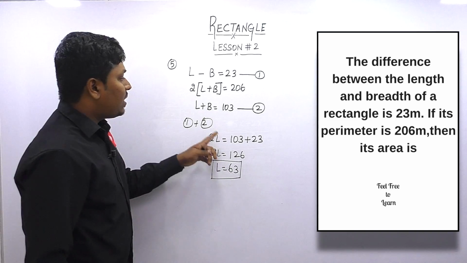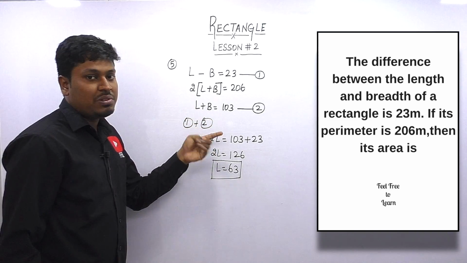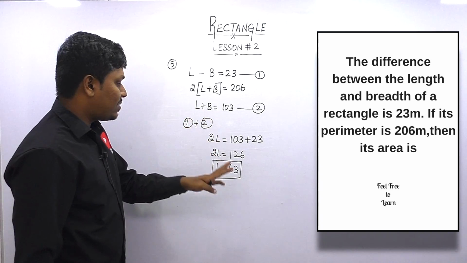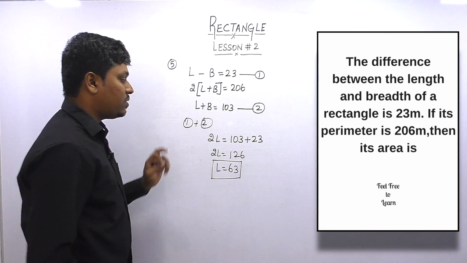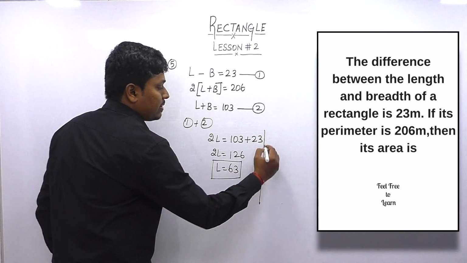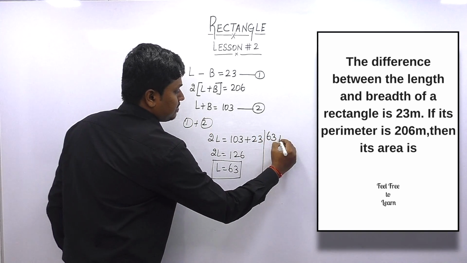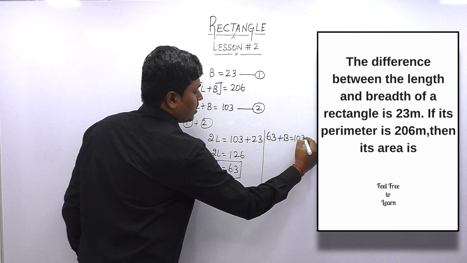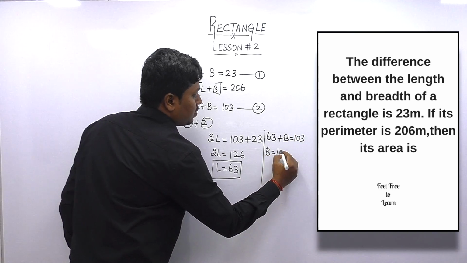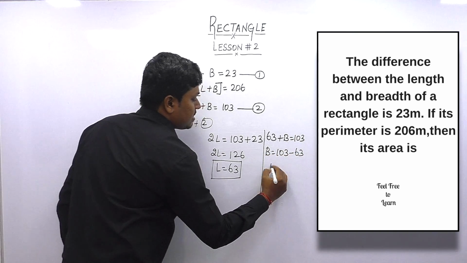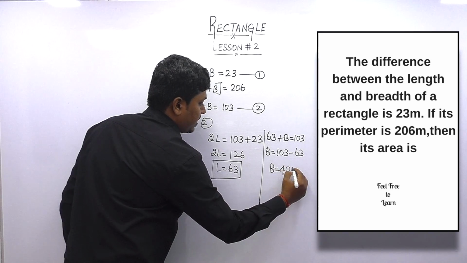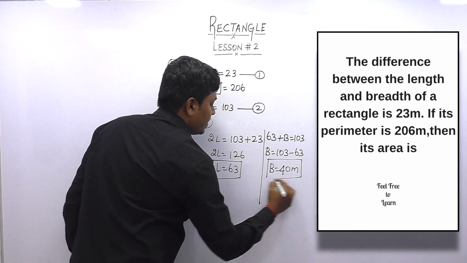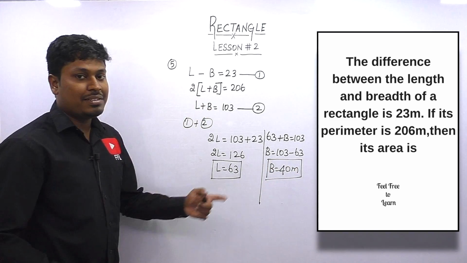So just substitute the value of L in any one of these equations to find the breadth. I'm just going to substitute this length in equation 2. So we can say L plus B equal to 103. So 63 plus B is equal to 103. So B is equal to 103 minus 63. So the value of B will be 40 meter. So finally we found the length is 63 meter and the breadth is 40 meter.